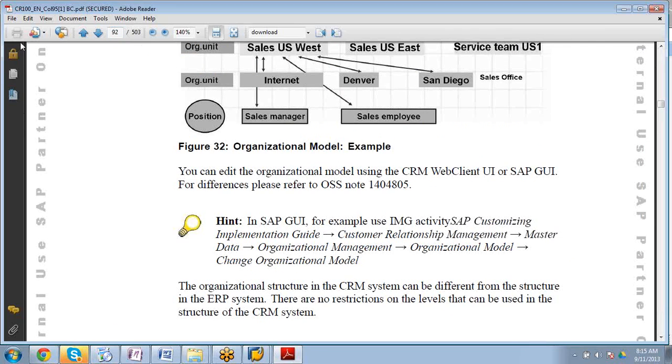Right? And write this IMG path for the org model: IMG, CRM, Master Data, Organizational Management, Organizational Model, Change Organizational Model.